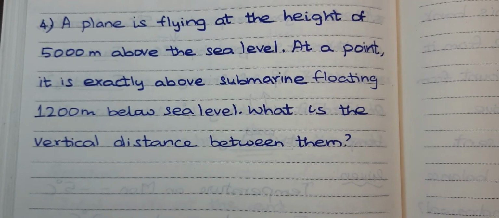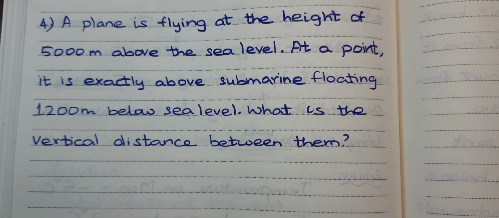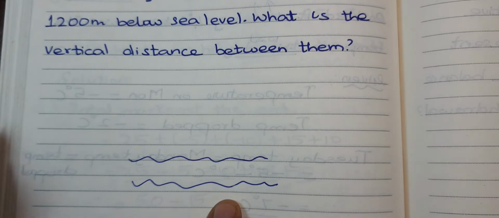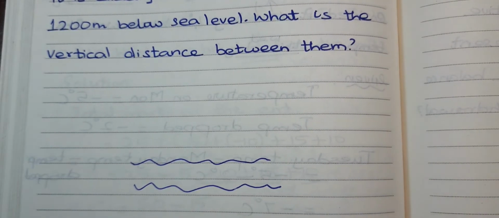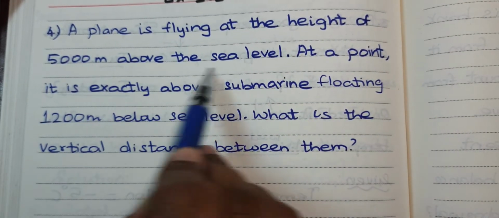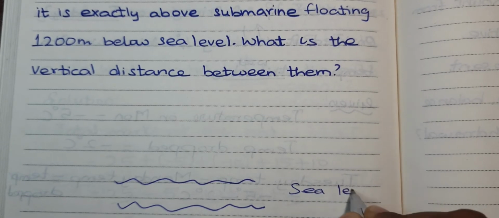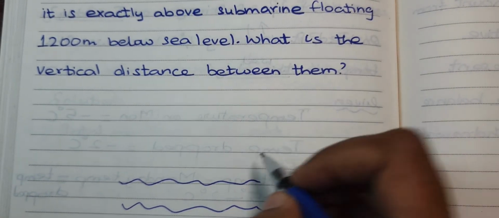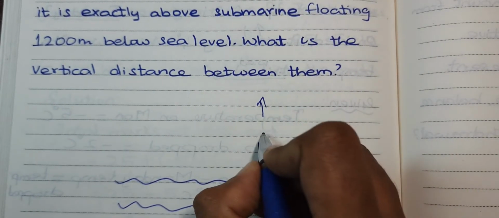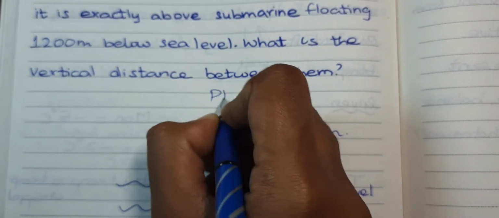So consider this as the sea level. A plane is flying at a height of 5000 meters. It is given as a height of 5000 meter above sea level. So this is the sea level and the plane is flying 5000 meters above the sea level. So 5000 meter, that's the plane.